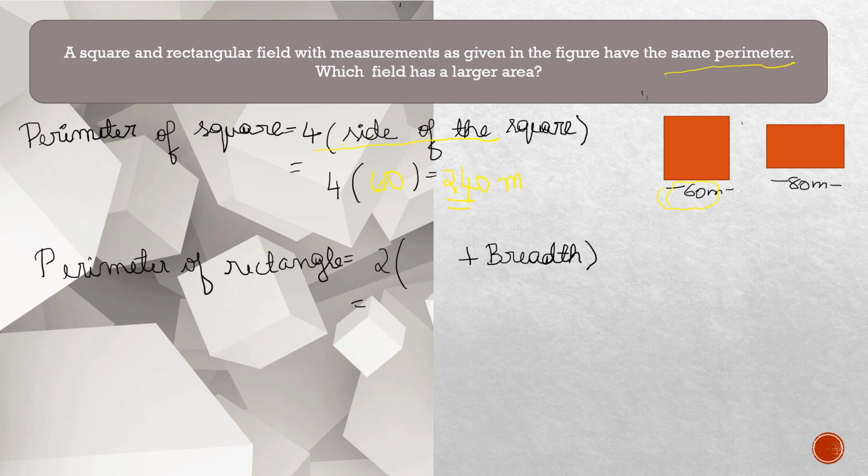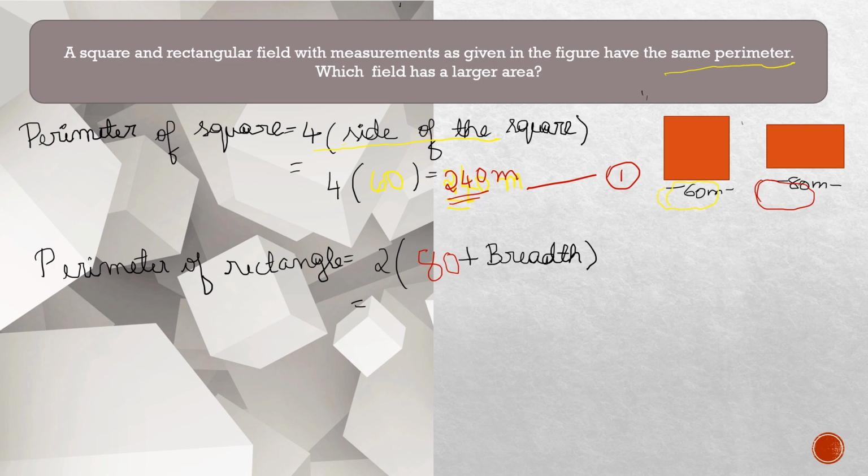Okay, next. Perimeter of a rectangle. Let me change the color. Take this 240 meter as 1. What is the perimeter of a rectangle? 2 into length plus breadth. Length how much? 80 meter. It is given here, see, 80 meter. So writing 80 plus breadth. Breadth we don't know.